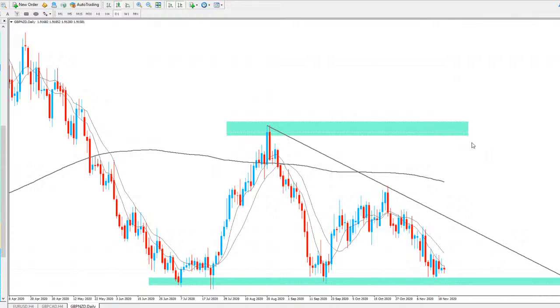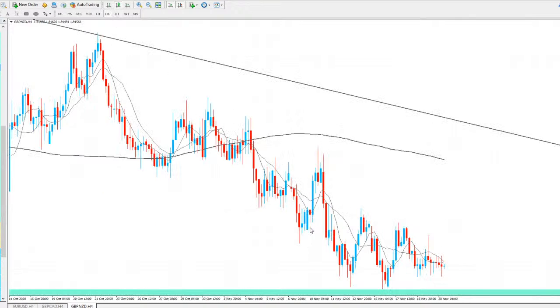But if we don't, we could easily see price push to the upside, get rejected by the trend line, and see another move back to the downside to go and test the support area again. So that could still be a possibility. Again, price action on the 4H is not the best.